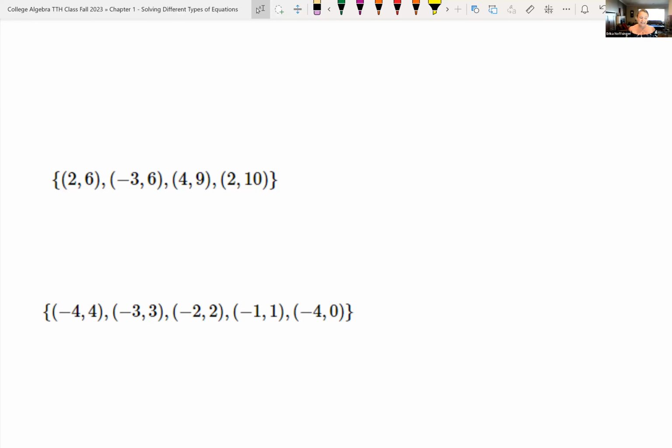Okay, so we're looking to see if our domain, so maybe doing a mapping sometimes is helpful to see. Our domain in this case is the x values. So our domain would be 2, -3, 4, and 2. And the range are outputs, which are 6. I have 6 already written. I don't need to write it twice. 9 and 10. So 2 maps to 6.